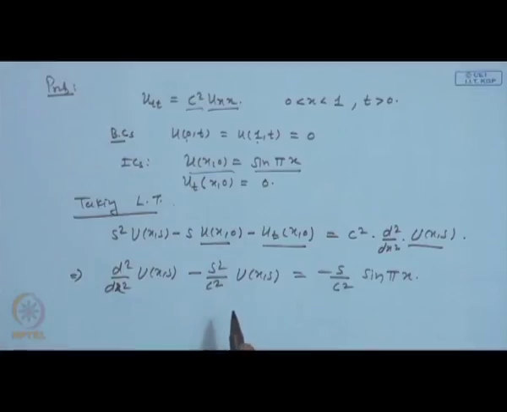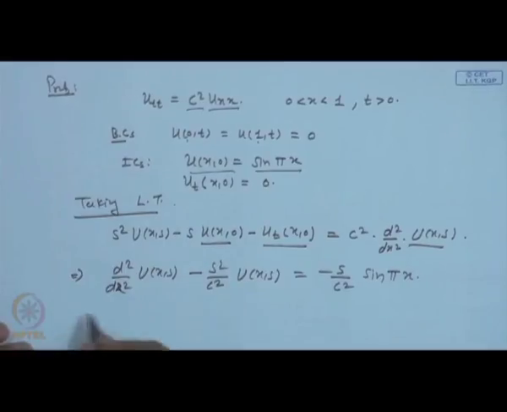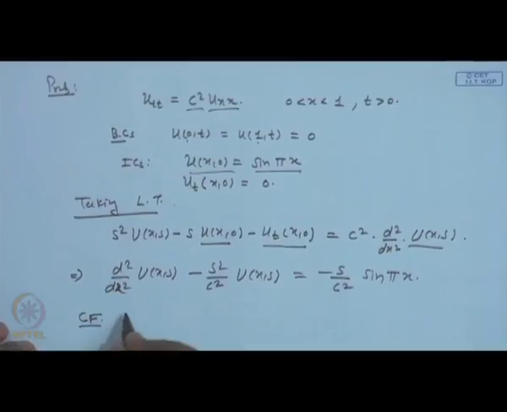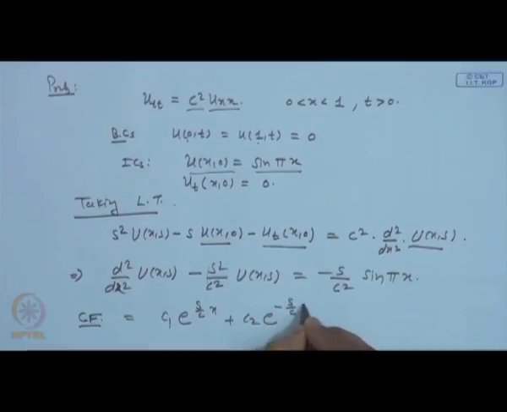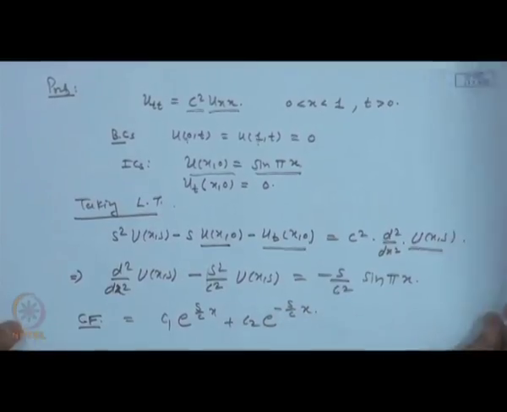Now, again this general solution has the complementary function and the particular integral. For the complementary function, we have c1 e, the roots are plus minus square root of s square over c square. So, this is just e to the s over c x, and plus c2 e to the minus s over c x, and then the particular integral in this case.